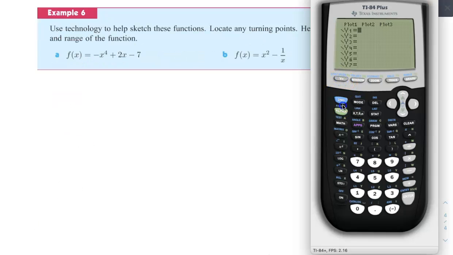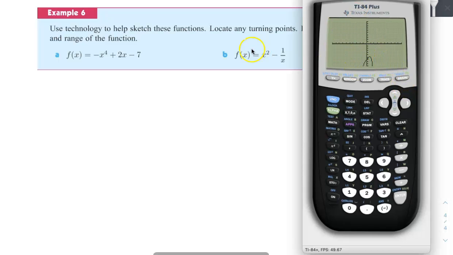Here we go. So I want to graph y equals, let's type that in: negative x to the fourth, caret for any power you want, plus 2x minus 7. Then we want to graph it. I have a normal window right now. See, it looks like a negative x to the fourth graph. So it is kind of like a parabola opening down. So you can see it right there.